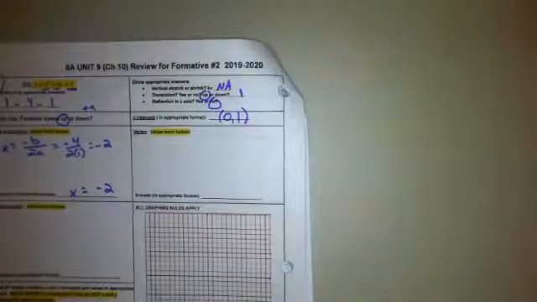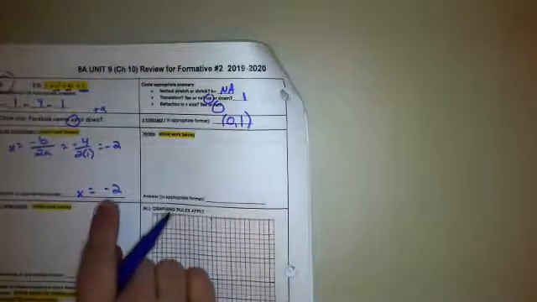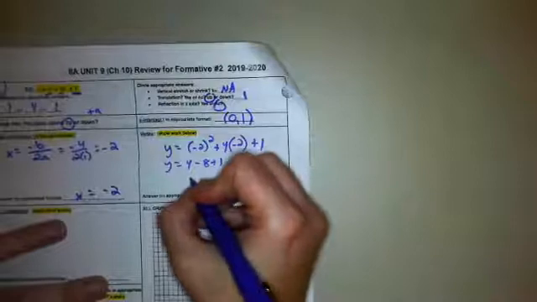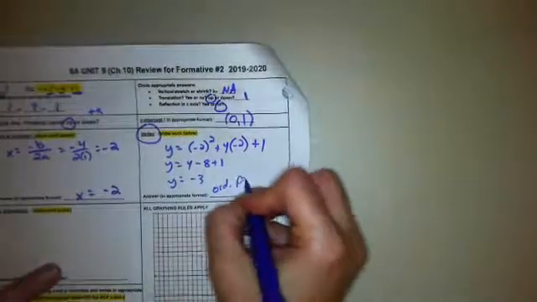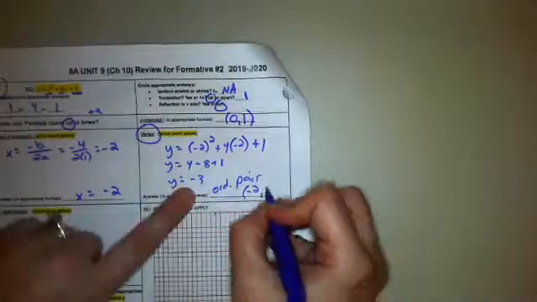And our vertex, you know that the x value of your vertex is always the axis of symmetry, and then we plug that in to get our y. So we're going to do y equals negative 2 squared plus 4 times negative 2 plus 1. We get y equals 4 minus 8 plus 1. That's going to give us y equals negative 3. So your vertex is always an ordered pair. We're going to have negative 2, comma, negative 3.